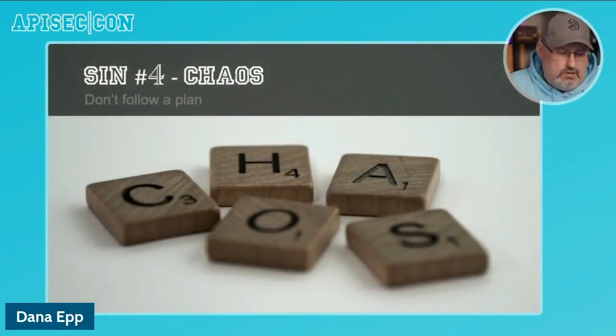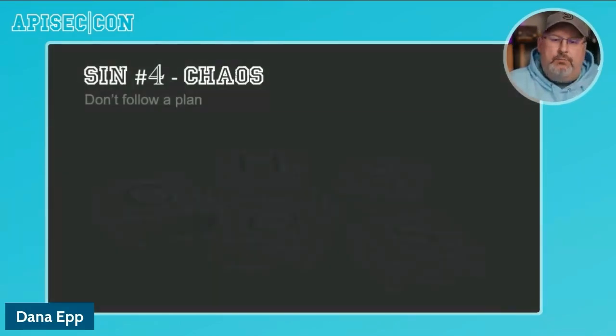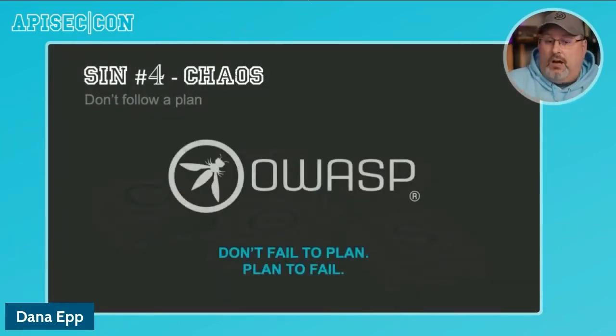Sin number 4 is around chaos. It's this aspect that in many cases, people don't follow a plan, and that becomes a main problem. It's also disappointing because it's well defined and documented out there. OWASP has been out there for a long time telling us the ways that we should be doing testing, especially when it relates to this stuff. So when the sin is we're failing to plan, the reality should be we should be planning to fail. And we can take guidance from places like OWASP to do that.